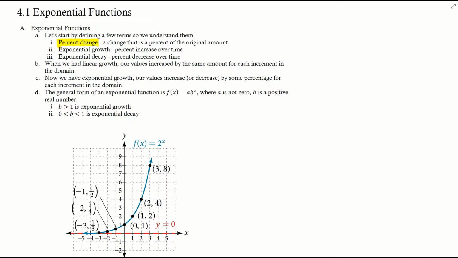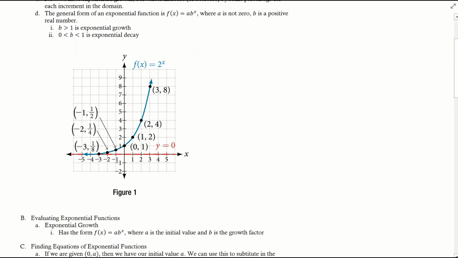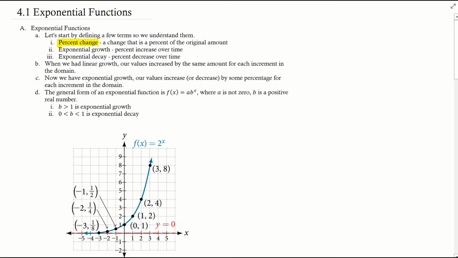So the growth is when it is an increase over time. So exponential growth is a percent increase over time, so it's going to get large. The decay is a decrease over time, which of course means it's going to get small. It is decaying away. There is less and less and less of it.